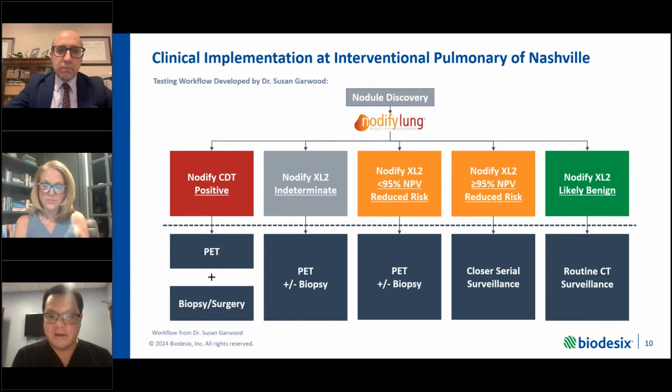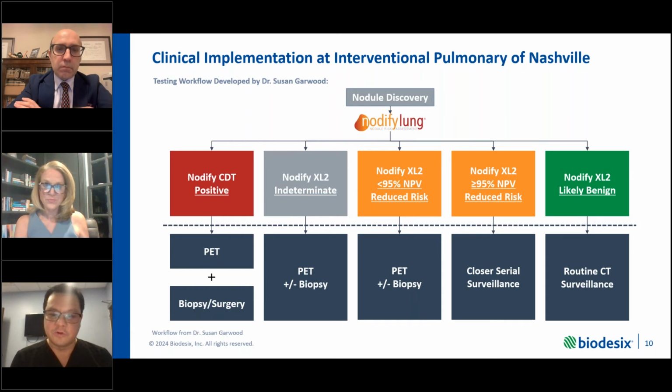What I like about this scenario was initially we knew what to do with the CDT highs, they'd stratify up, and we knew what to do with the likely benigns and stratify down. But putting a split with the reduced risk actually allows us to semi-stratify everybody. Regardless of the result, you have an action.